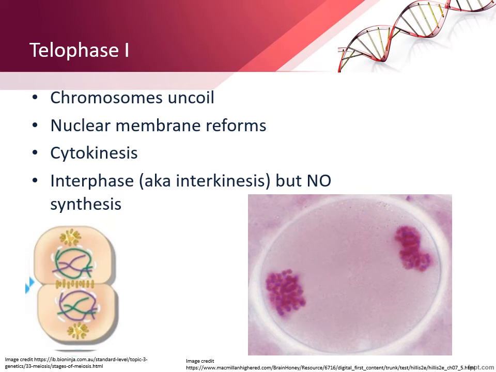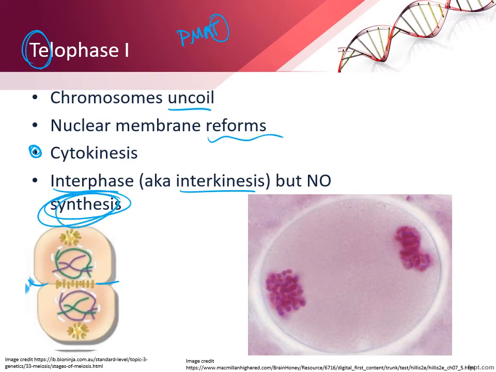So moving on, let's say that non-disjunction did not occur, that we had normal separation of our chromosomes. We're going to move into telophase 1. So we're at PMAT, and we're in meiosis 1. We finally made it to telophase 1. This is a lot like mitosis. The chromosomes are going to uncoil, go back to chromatin, nuclear membranes are going to reform, cytokinesis will occur, we have those cleavage furrows forming, and then we'll have perhaps a little bit of interphase or interkinesis, but there will be no DNA replication.